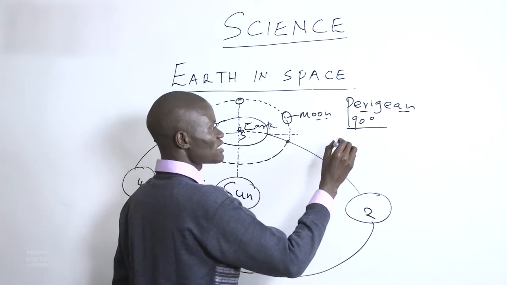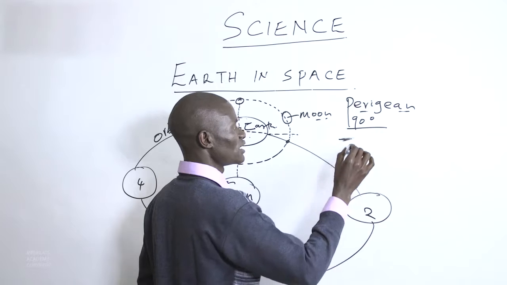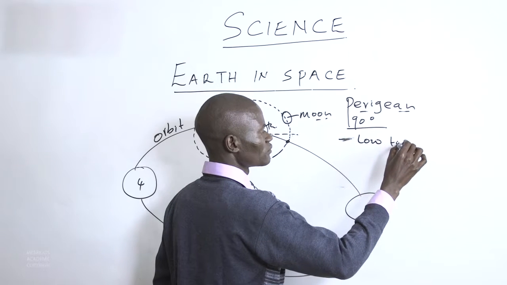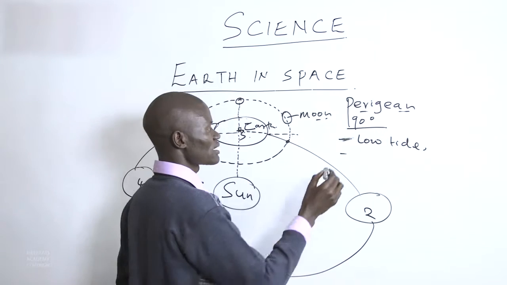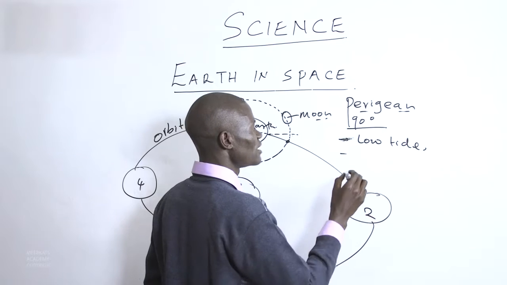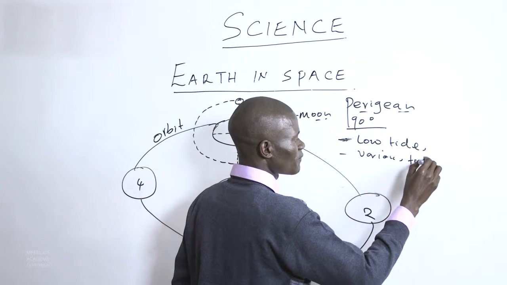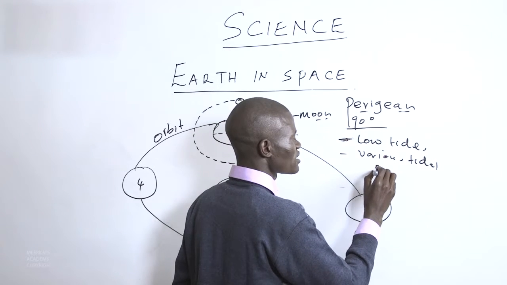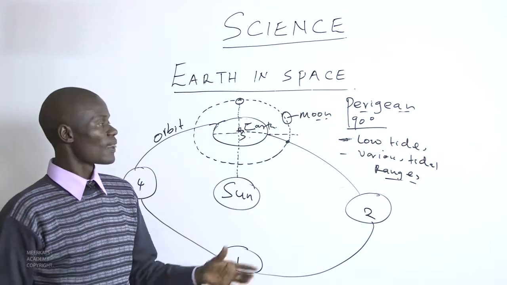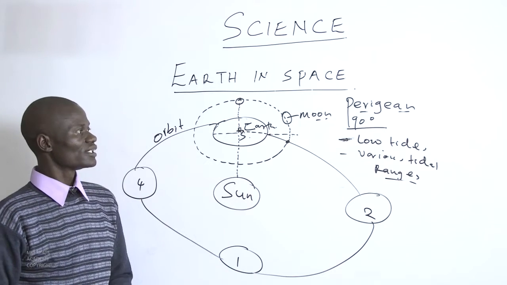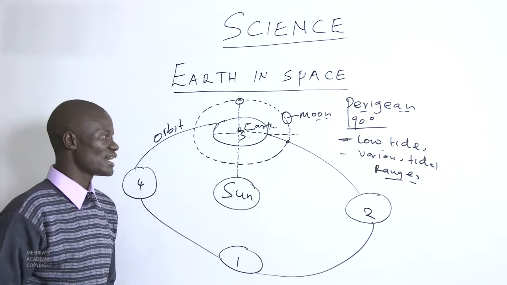That's now where a Perigean Tide is formed. And this type of tide does not have a lot of effect because it is a low tide. Because it is very low, it is also accompanied with various types of small waves and tidal ranges. Various tidal ranges are also found along the area. That is a simple demonstration showing how a Perigean Tide occurs.